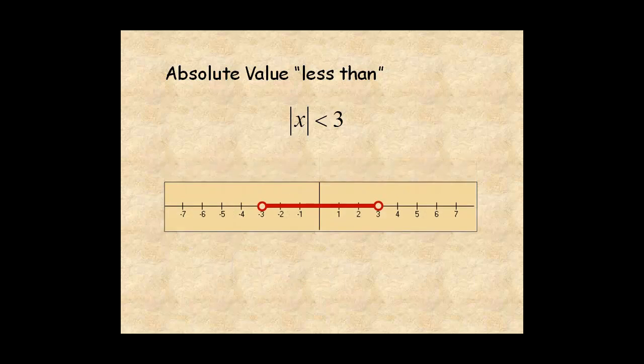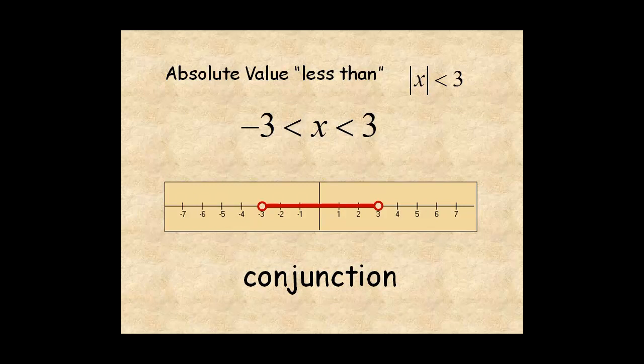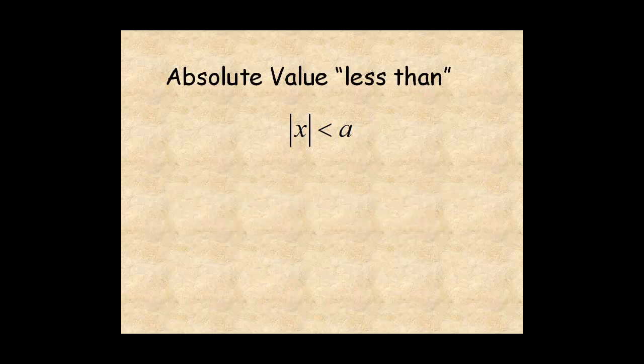So, look at the picture of this absolute value less than. You have seen this picture before. It is a picture of a conjunction, the set of all numbers between negative 3 and 3. You can use this idea to solve absolute value less than inequalities. Write and solve an equivalent conjunction.